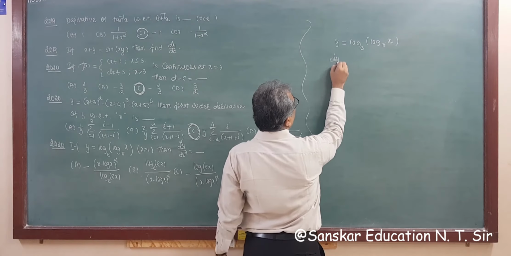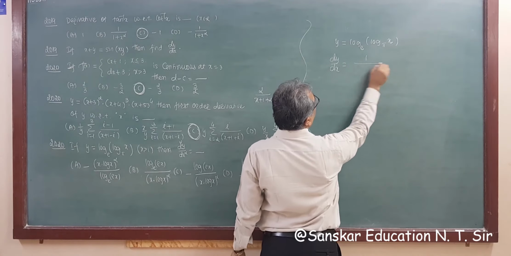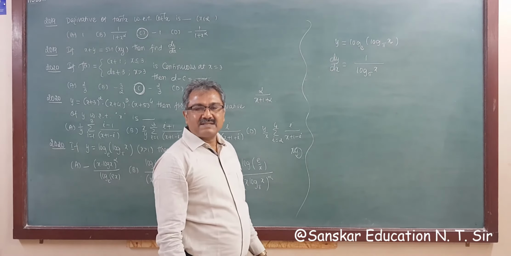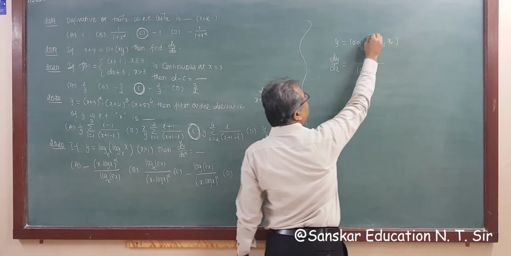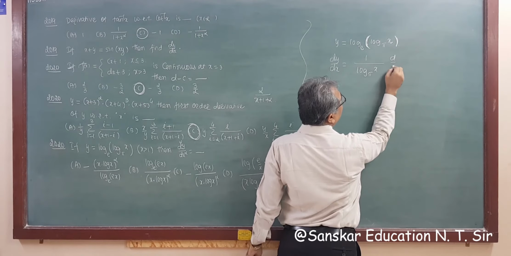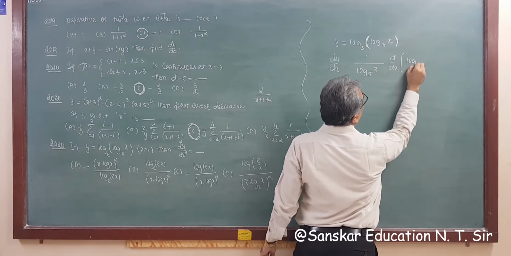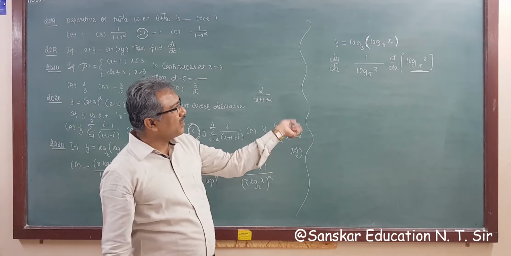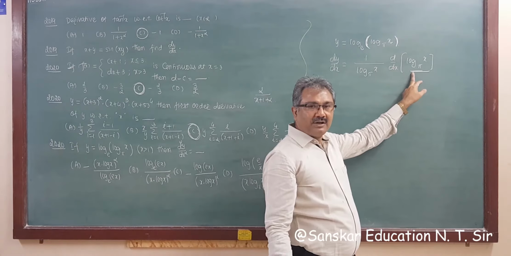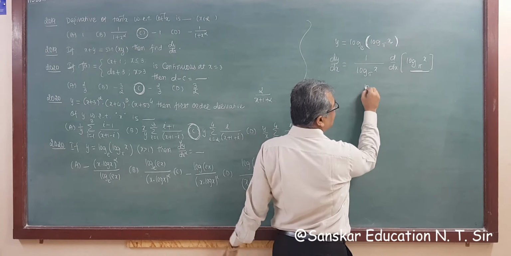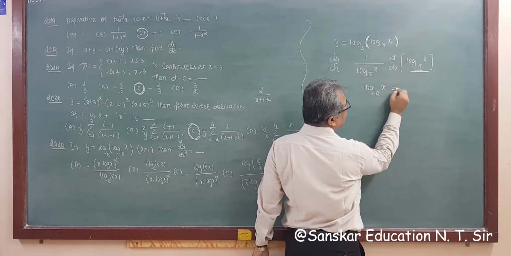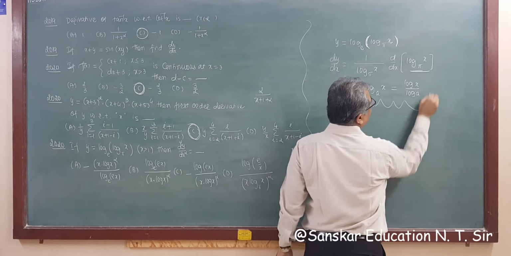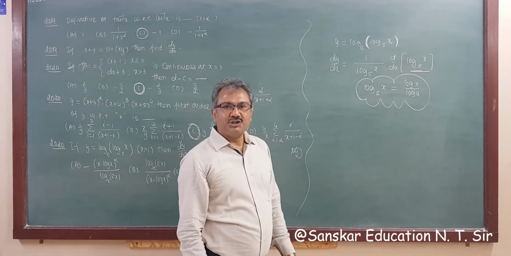So differentiating with respect to x, dy by dx is equal to 1 upon the bracket, that is log x base pi, into the derivative of the bracket again. So d by dx of log x base pi. Now this is not a natural log, so we have to convert this into natural log using the change of base rule, and the change of base rule is log x base a is equal to log x upon log a.